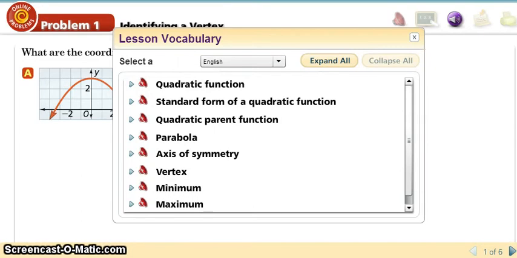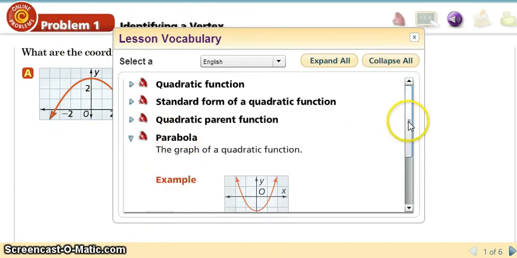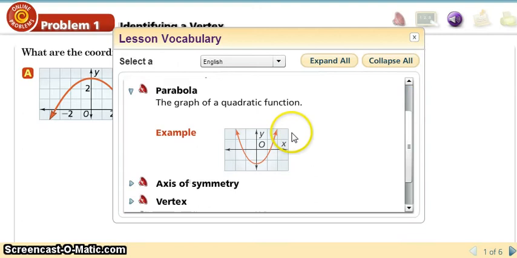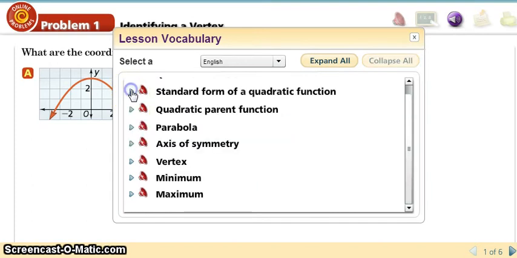Now, the first problem that we're going to look at, there's some definitions. You should already have all of these written in your notebook along with your definitions and illustrations. But I'm just going to point out a few that I want to look at for this first problem. First of all, this is called a parabola, not a parabola. That happens a lot. It is parabola, and that's the graph of a quadratic function. So again, you should already have that in your notebook. So when we talk about the parabola, we're talking about the graph.